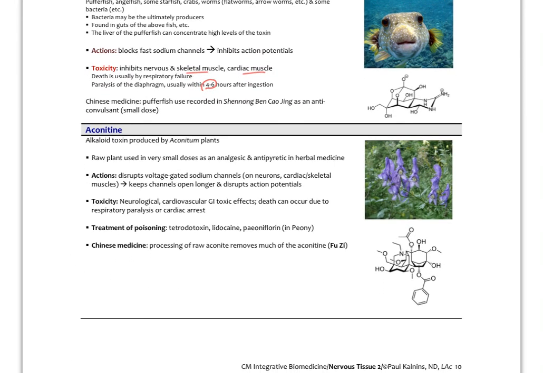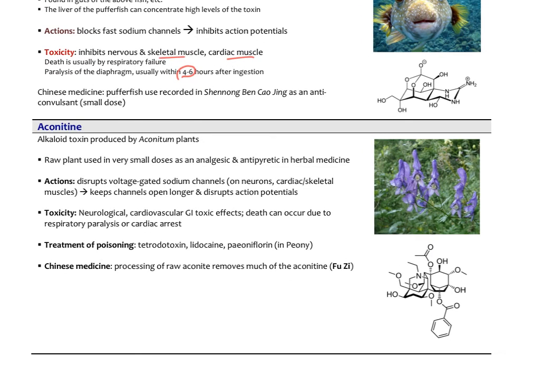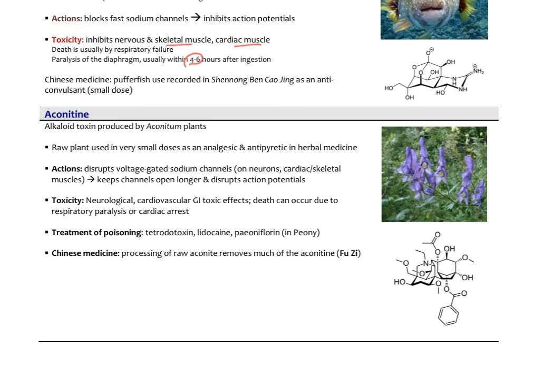Interestingly, aconitine is an alkaloid in aconite. There are many different species of aconite, and Chinese medicine uses slightly different species than are used here in Western herbal medicine. But basically, I'm talking about the raw plant of aconite. The aconitine is an alkaloid which disrupts those voltage-gated sodium channels on neurons, also in the heart muscle and skeletal muscle. So again, same mechanism as tetrodotoxin. This could result in death by respiratory paralysis.